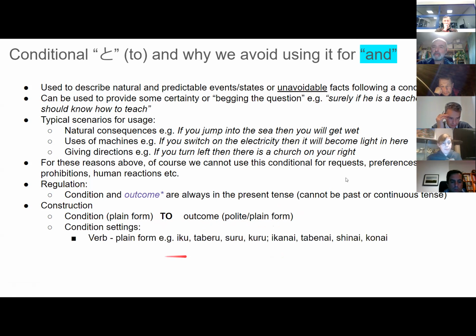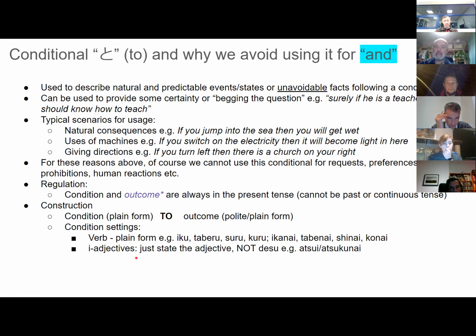So if we look at the various ways of setting the condition, the verb is in the plain form, for example, iku, taberu, suru, kuru, or in the negative, ikanai, tabenai, shinai, konai. But you can see none of these are in the past tense or the present continuous tense. They can only be in, let's call it the future tense for now. Adjectives, just state the adjective. For example, atsui desu becomes just atsui, not atsui desu to, just atsui to. And again, this can be in the negative as well, either as atsui or atsukunai.